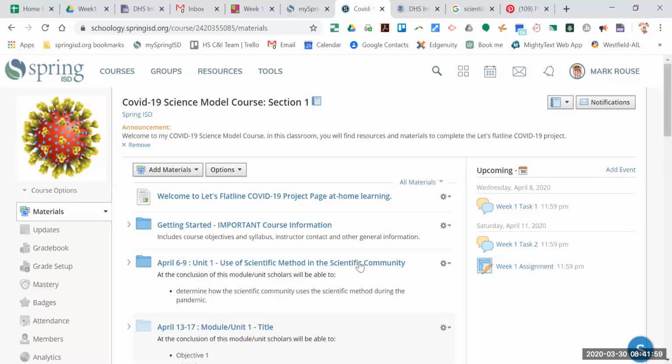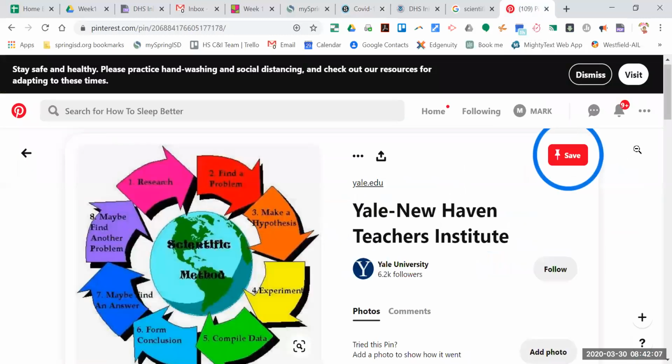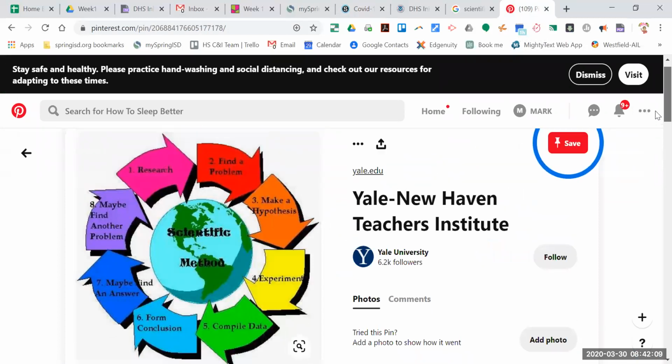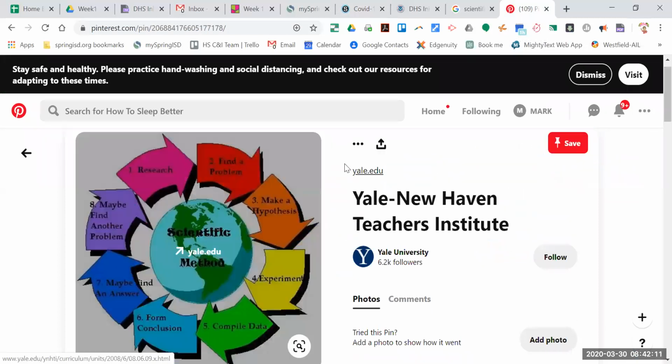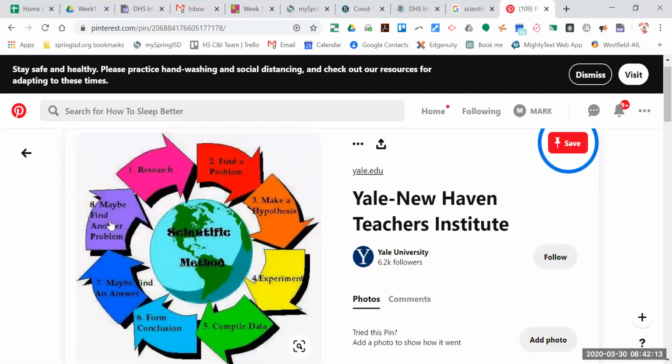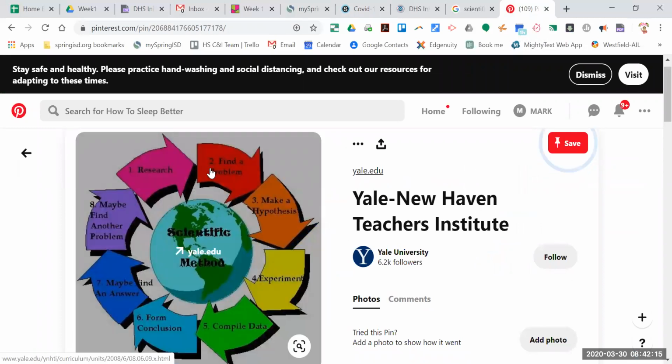Awesome. So our first week is about the scientific method in the scientific community. So briefly, I want to kind of review the scientific method. So here's a graphic we have, and this will be on the page. And so if you remember, first we usually start off with researching a problem, then a hypothesis, experiment. We take the data from our experiment, we form conclusions, and then we figure out, did we answer our question or do we have a different question?